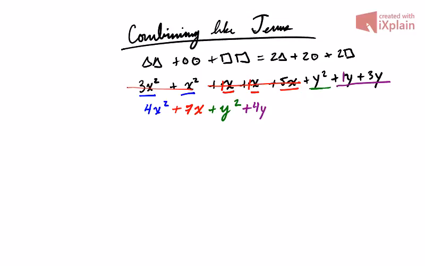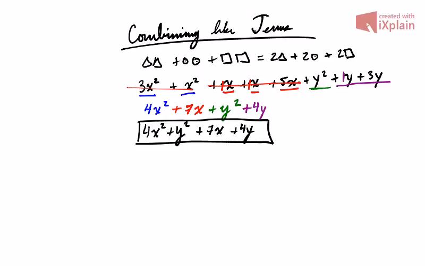So right off the bat, if you place it in descending order, you're going to get 4x squared plus y squared plus 7x plus 4y. And that would be your final answer. Okay? So that was example A.